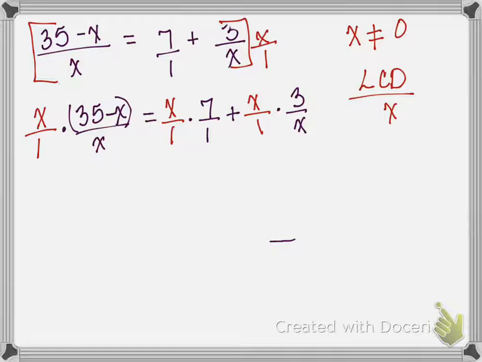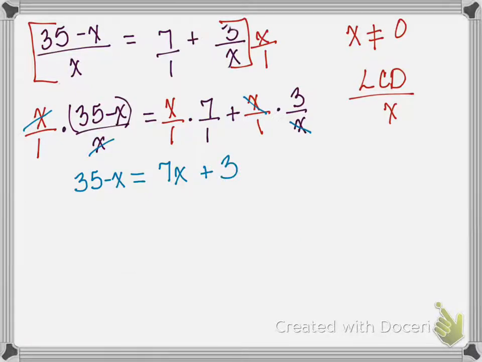So my first term, I'm going to cancel the x out. And what am I left with? Excellent. 35 minus x. I don't need to cancel anything out here. So I've just multiplied my x and my 7 together. I like to write that as 7x, not x7. Again, here, my x's cancel out, and I'm left with 3.